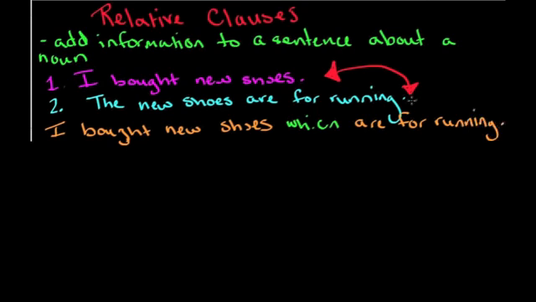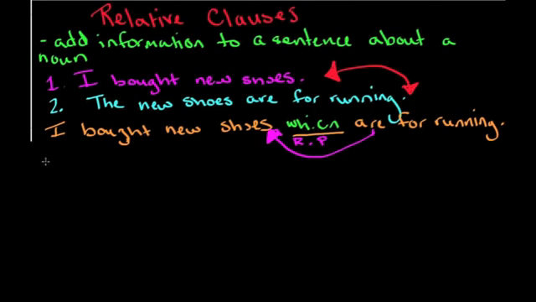So I've just taken these two sentences and combined them using what we call a relative pronoun. Here, this is our relative pronoun, which, in order to combine these two ideas right here. So what we're giving more information about is the shoes in the sentence.